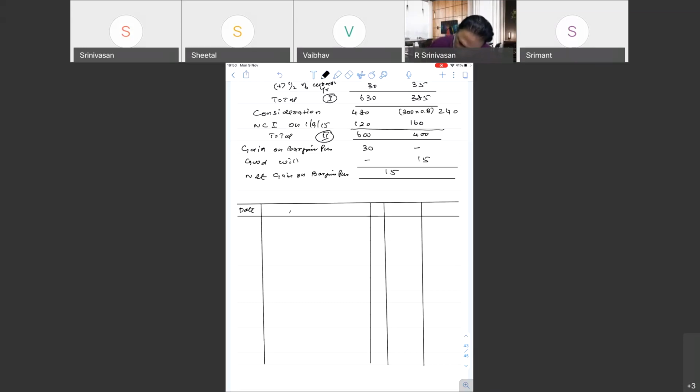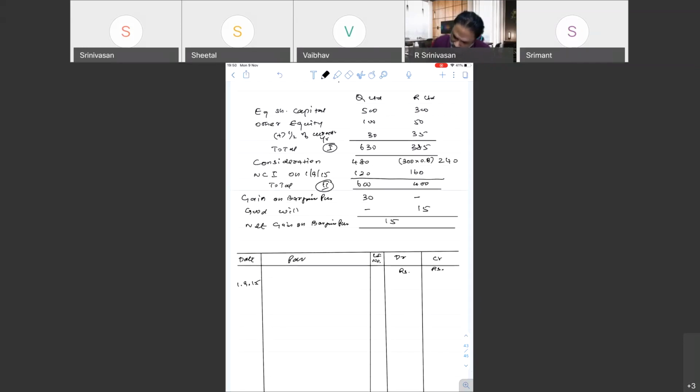So date, particulars, ledger folio number. 1/9/2015. So here identifiable net asset account debit. How much? 630 plus 385. 630 plus 385 is 1015. Okay.